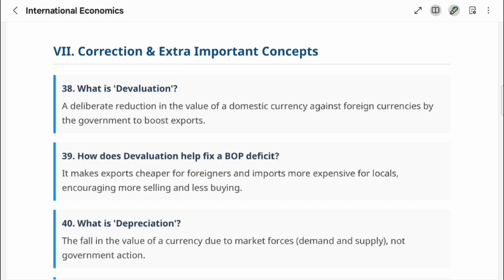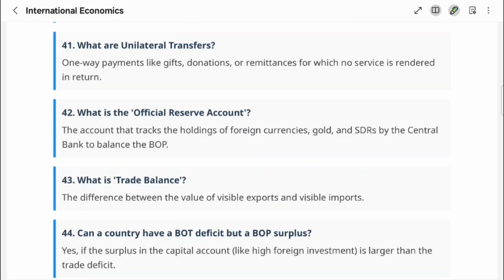Question 39. How does devaluation help fix a BOP deficit? It makes exports cheaper for foreigners and imports more expensive for locals, encouraging more selling and less buying. Question 40. What is depreciation? The fall in the value of currency due to market forces, demand and supply, and not government action. Question 41. What are unilateral transfers? One-way payments like gifts, donations, or remittances for which no service is rendered in return.